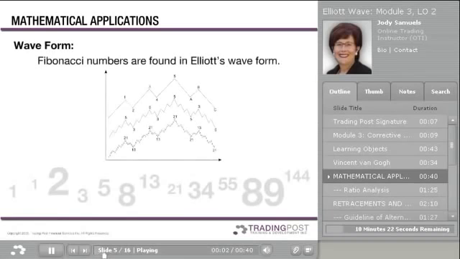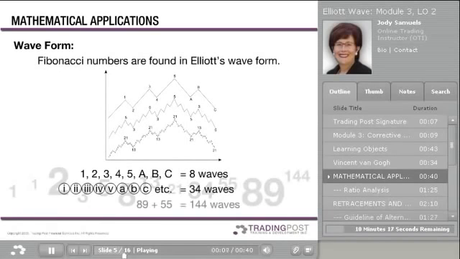Let's journey back in time again to Fibonacci. We learned that Fibonacci numbers are found in Elliott's wave form. We've also learned that waves unfold in every time frame in more or less the same way as a result of the fractal nature of the market. For example, the basic 5-wave impulse and 3-wave corrective always subdivides into Fibonacci numbers. One complete cycle has 8 waves, and subdividing further, the next cycle has 34 waves, followed by 144 waves.